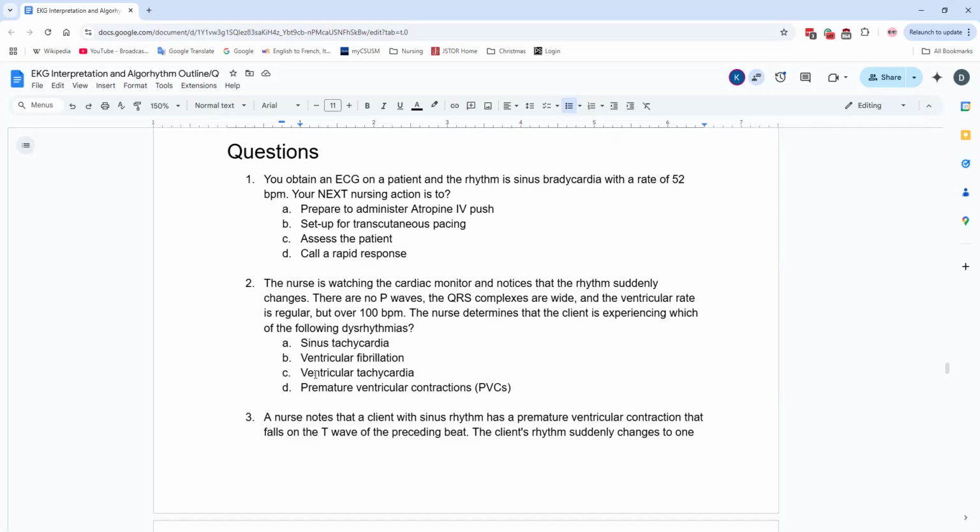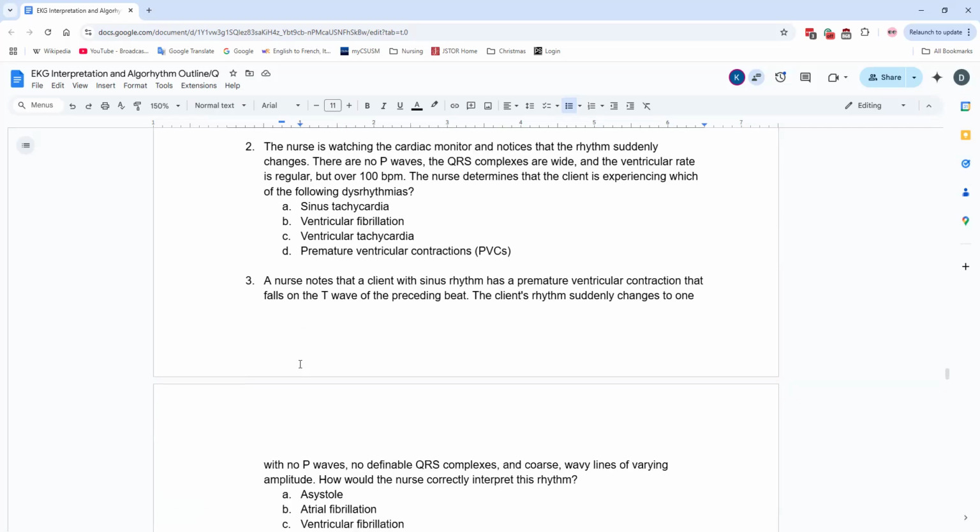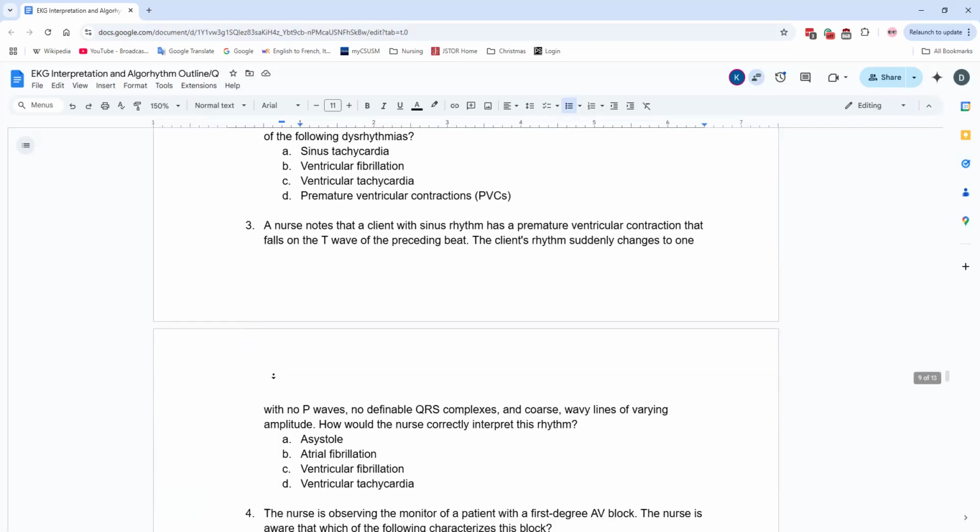Yeah, so definitely understand how to read the EKG itself, but also understand if they were to ask you in this kind of form to interpret based off of information like the QRS complexes are wide, ventricular rate is regular, make sure that you're able to understand it in this shape as well. Able to visually recognize it and then recognize it based off the information you're given.